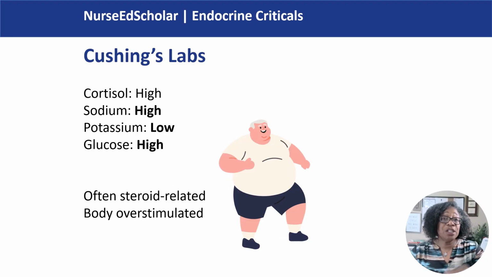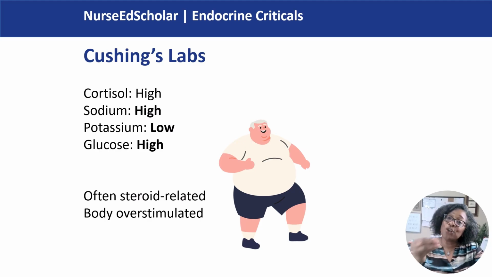Okay, so with Cushing's syndrome, the cortisol is high. The sodium is high, so your patient's going to have hypernatremia. The potassium is going to be low. They're going to have hypokalemia, and their glucose is high. They're going to have hyperglycemia. And you're like, okay, what's going on? Well, the body is retaining sodium and water, and they're losing potassium.